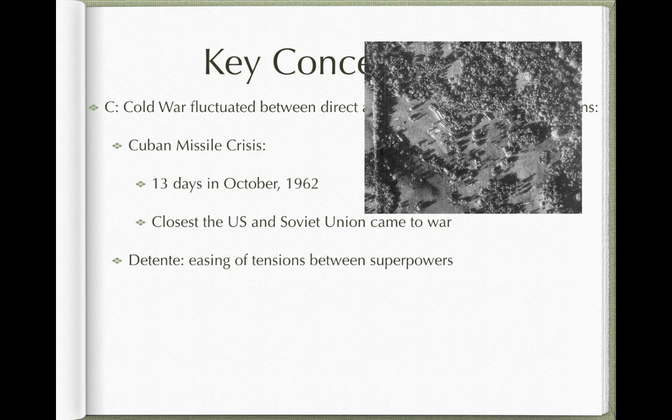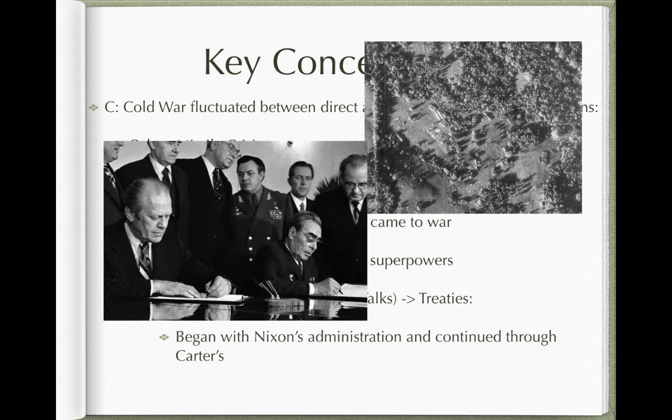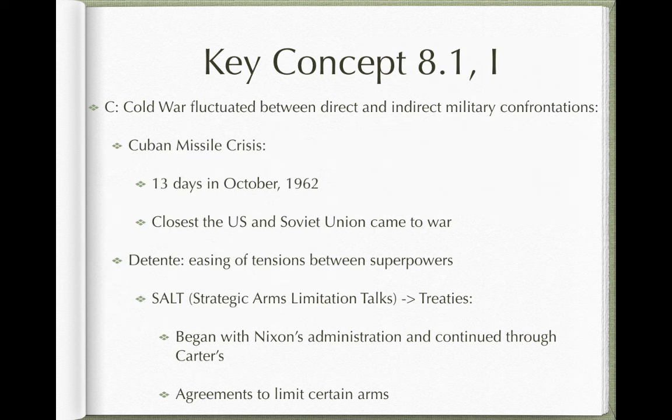Then we have détente. Know this term, it's specifically mentioned. This is easing of tensions between superpowers. An example of this is the SALT treaties, or the Strategic Arms Limitation Talks, which then turned into treaties. This began with Nixon's administration and continued through Carter. So in the late 1970s, you see this. These were agreements to limit certain types of nuclear weapons.